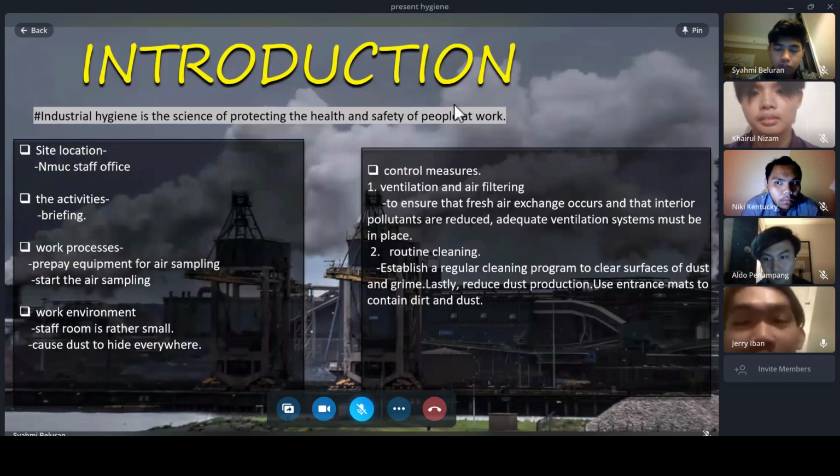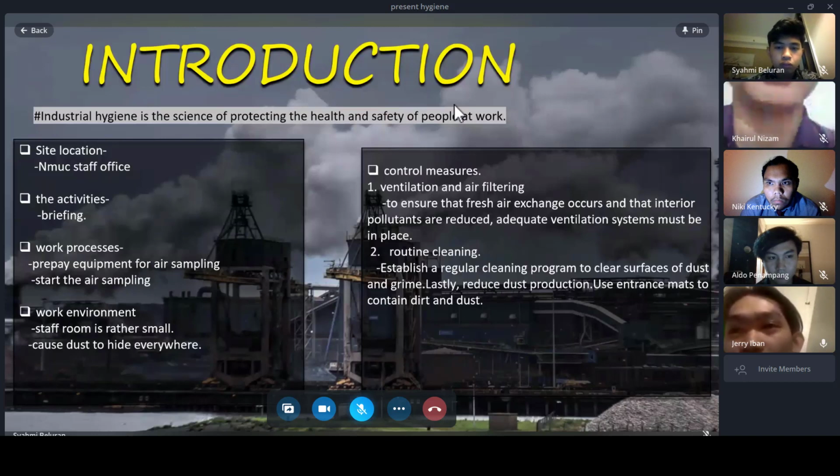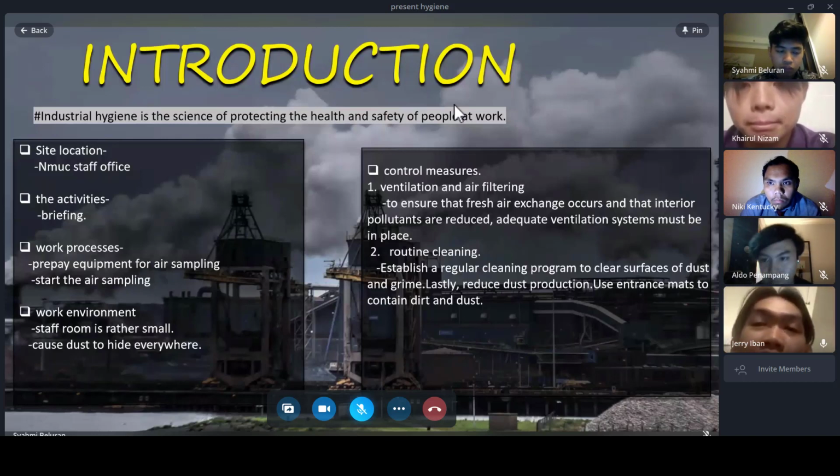the activity that we did during the sampling. On 12 July 2023, our group did sampling. Our group was given the task of doing sampling at the staff office located in Netherlands Maritime University College. Our group received a briefing from the lecturer who teaches us the subject of industrial hygiene. After receiving the briefing, we prepared the equipment that we use to do the sampling. We started the sampling at 10 a.m.